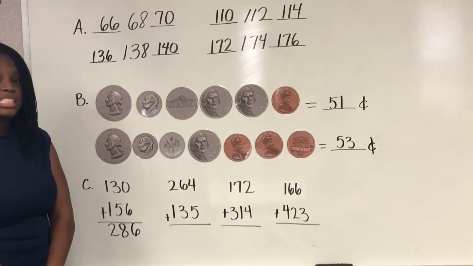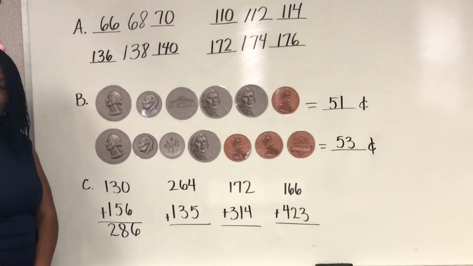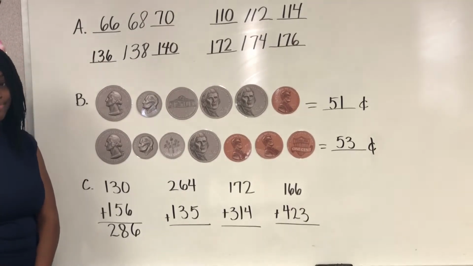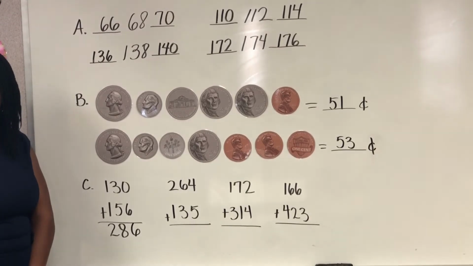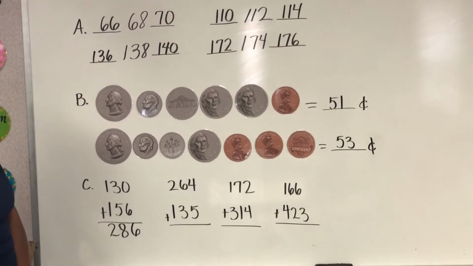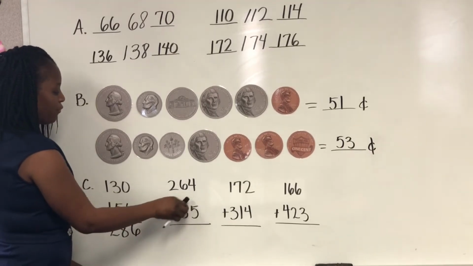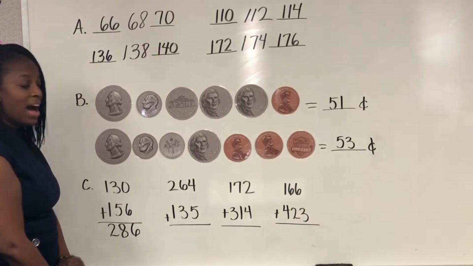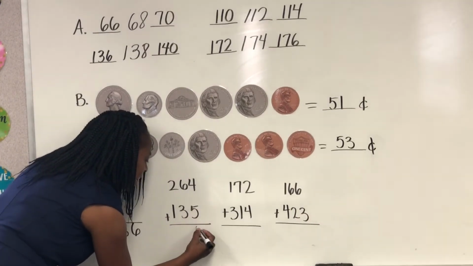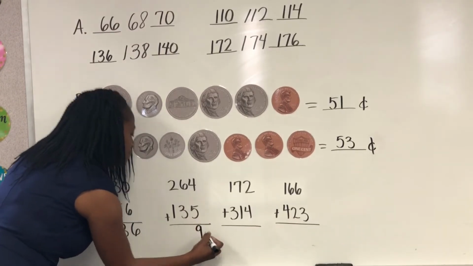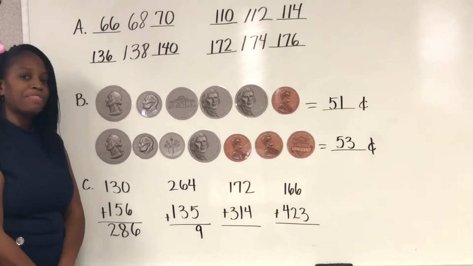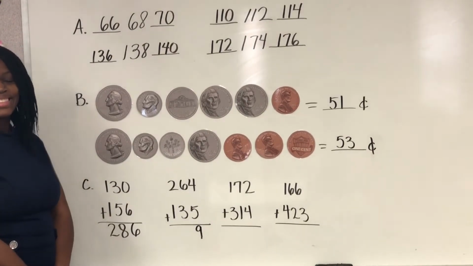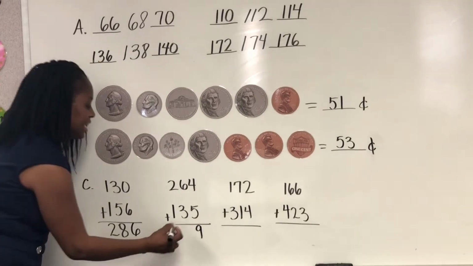Let's take a look at our next problem. We have 264 plus 135. Boys and girls, which place value do we start with first? We start with the ones place. We always start with the ones place. Boys and girls, what's 4 plus 5? 4 plus 5 equals 9. We place the 9 in the ones place. Now let's move on to the tens place value. What's 6 plus 3? 6 plus 3 equals 9.